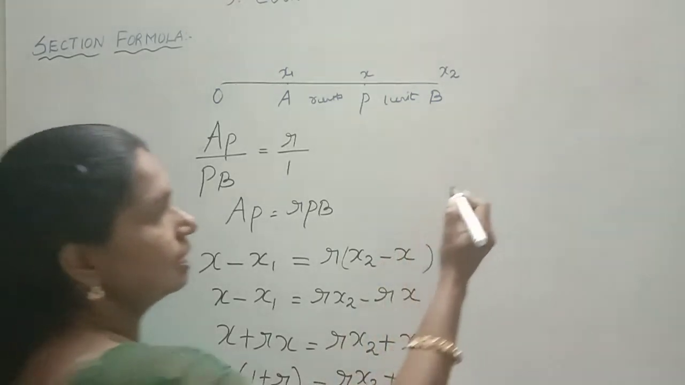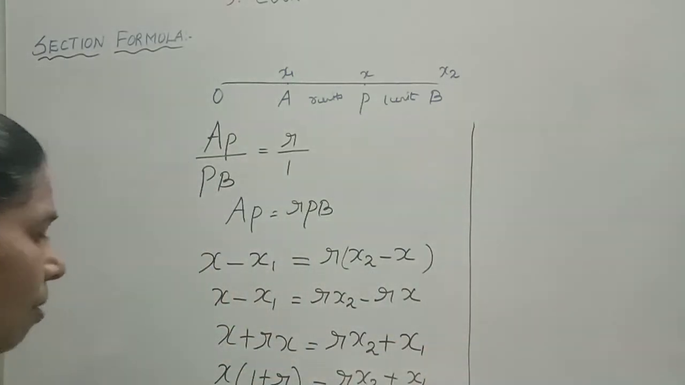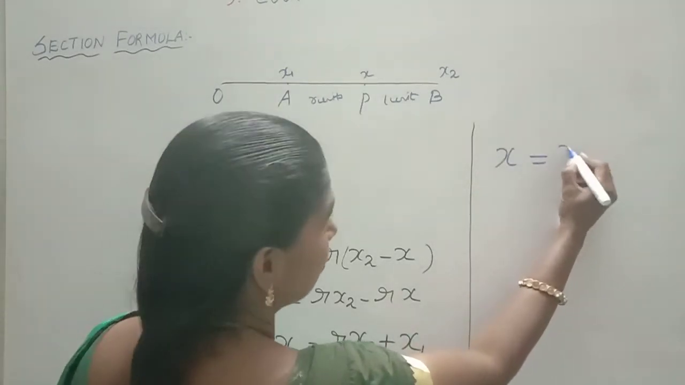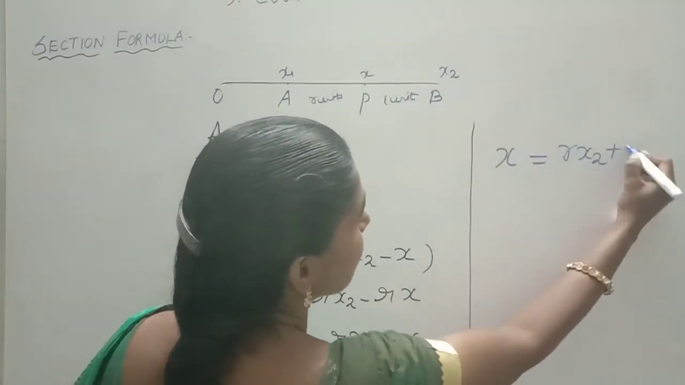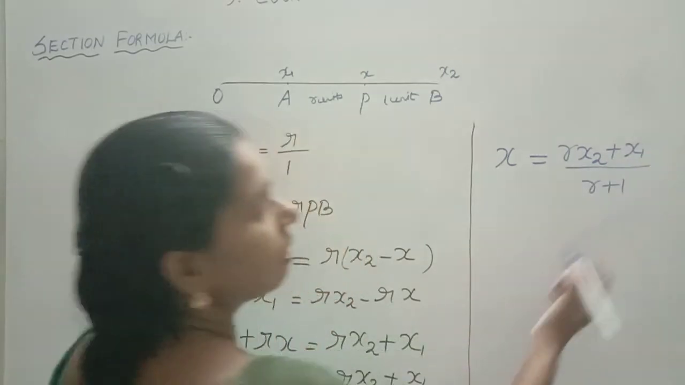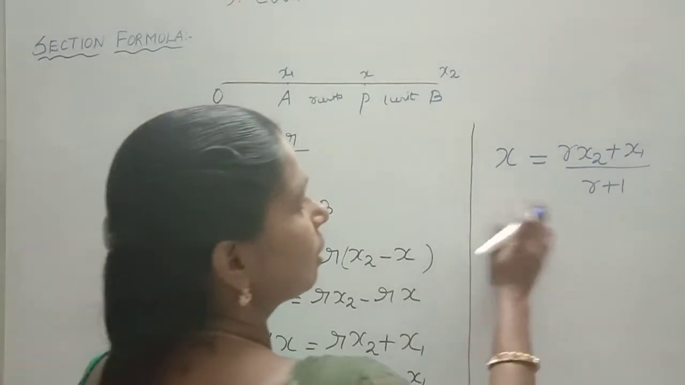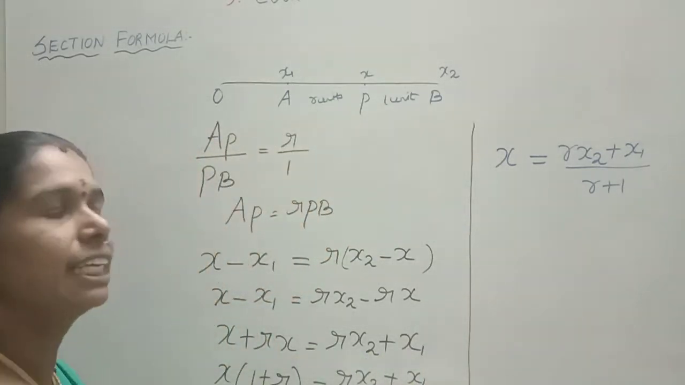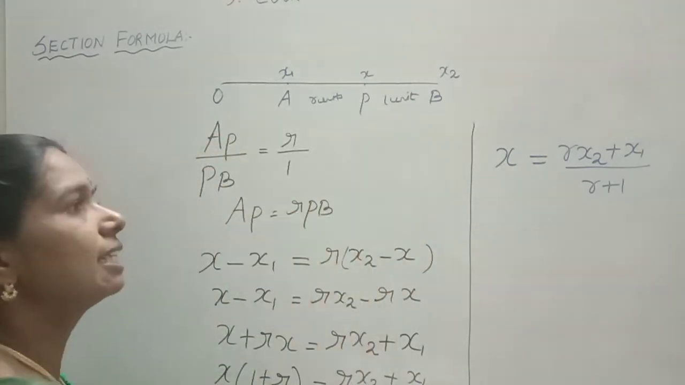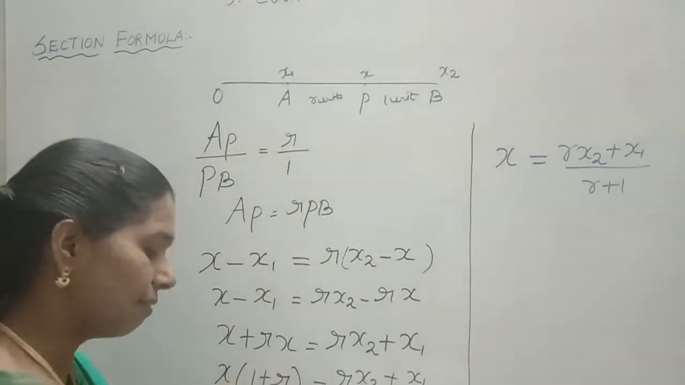Now the formula becomes simply x is equal to (rx2 + x1)/(r + 1). This is the coordinate of x in terms of r. Suppose the line is divided in the ratio, in the place of r, if you replace it here, x is equal to.